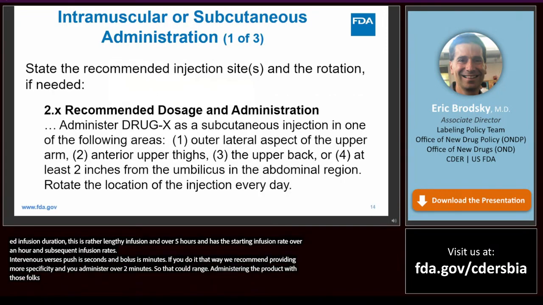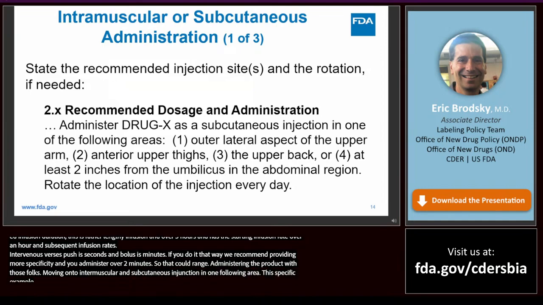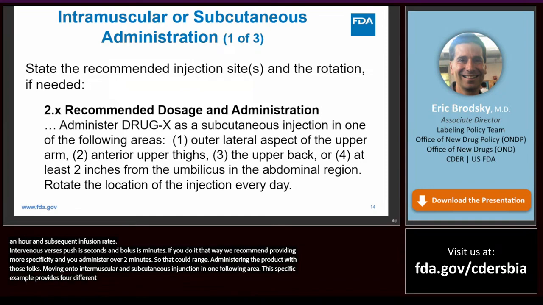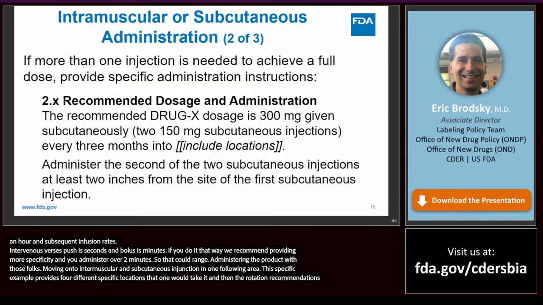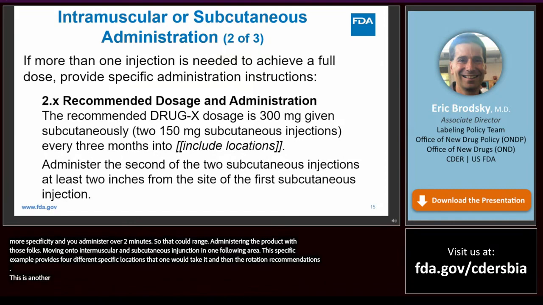Now moving on to intramuscular or subcutaneous administration. In these routes of administration, we want to provide the recommended injection sites and/or locations, and then the rotation schedule. This specific example provides 4 different specific locations where one would give it, and then the rotation recommendations. This is another example of intramuscular or subcutaneous administration.